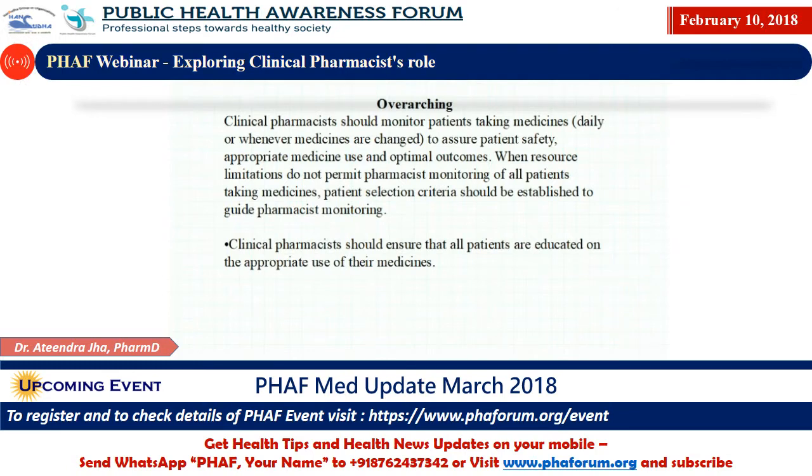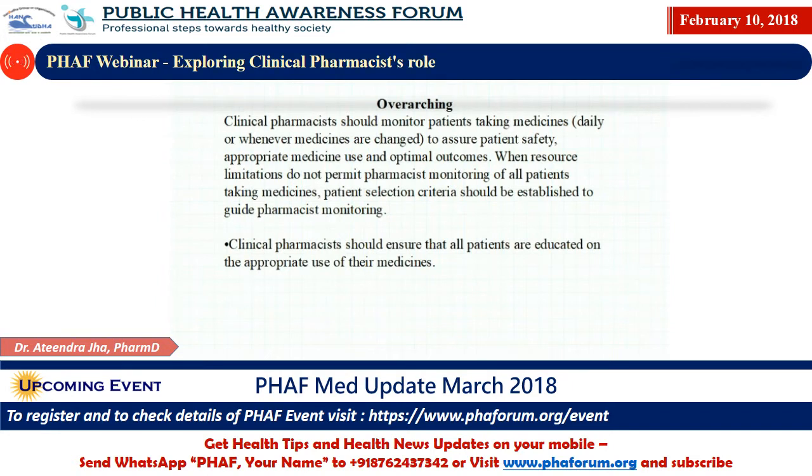Because if they are not adhering to the medications, it may lead to the failure of the treatment, or it may lead to a diversion from the actual treatment, from our actual results, what we actually want. When resource limitations do not permit the pharmacist monitoring of all the patients taking medicines, patient selection criteria should be established to guide the pharmacist monitoring.